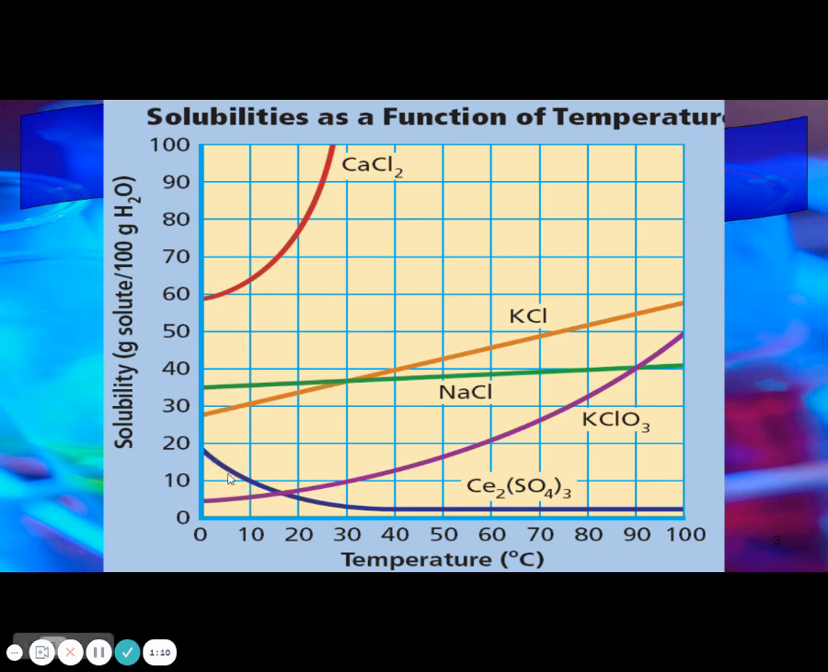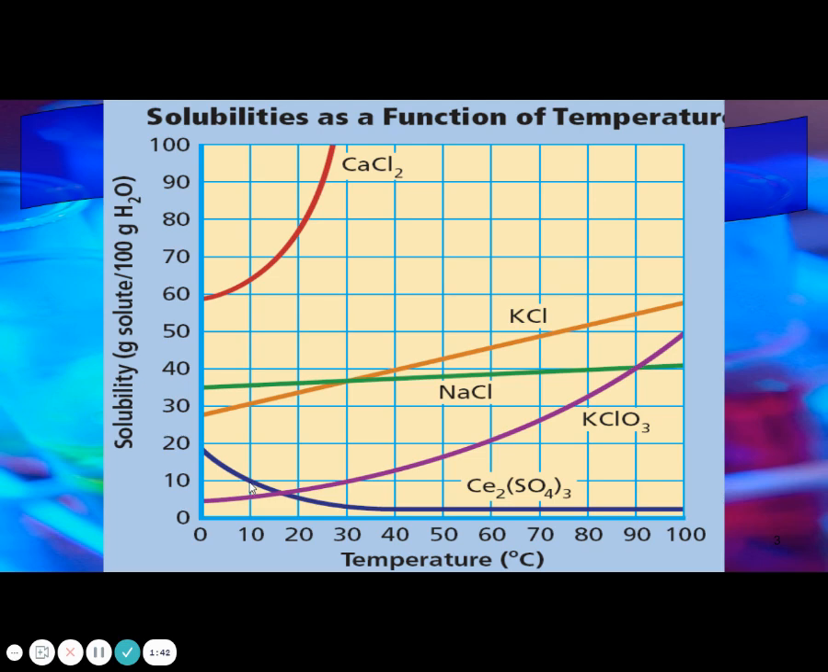So, any point along this line for cerium sulfate, any amount at that given temperature on that line is considered saturated. Okay. Any amount at any other temperature above that line is considered supersaturated. So likewise, at 10 degrees Celsius, if I had 5 grams dissolved in 100 grams, that would be unsaturated. And I would need to add 5 more grams to make it saturated.